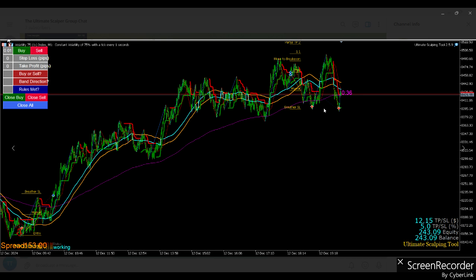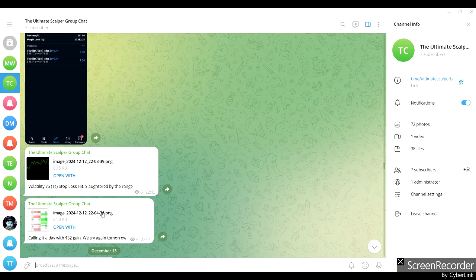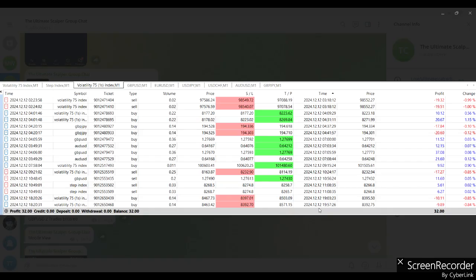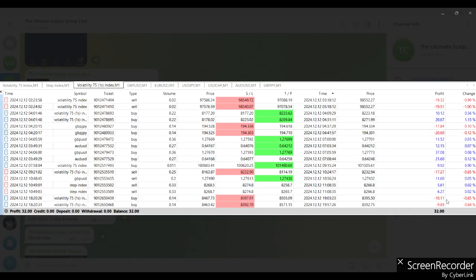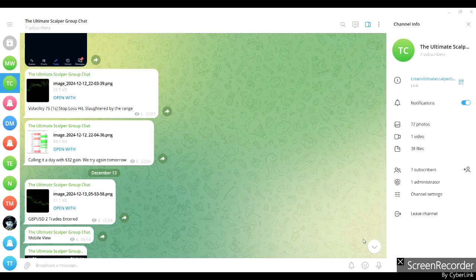And unfortunately it hit my stop losses, so I called it a night at this point, and then I say calling it a day. $32 gain. We try again tomorrow. So yeah, these were all my trades, but we were still positive on the day. We made $32. It's a small account. $32 goes a very long way.